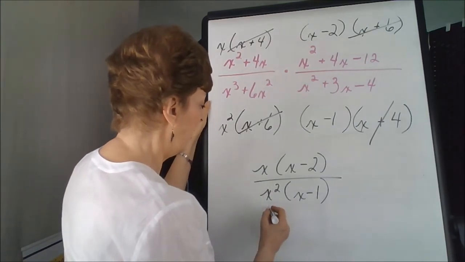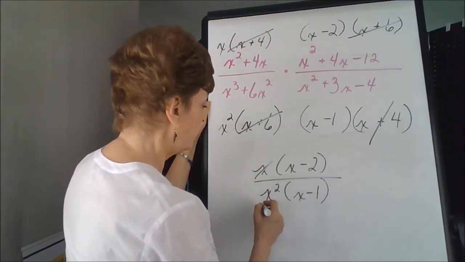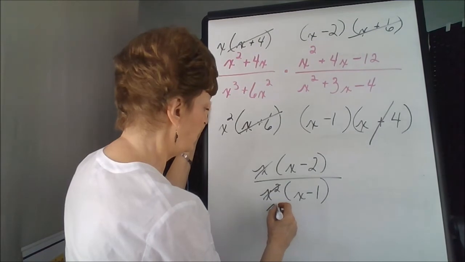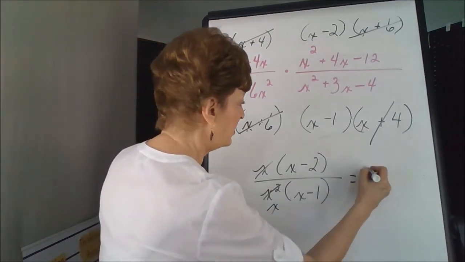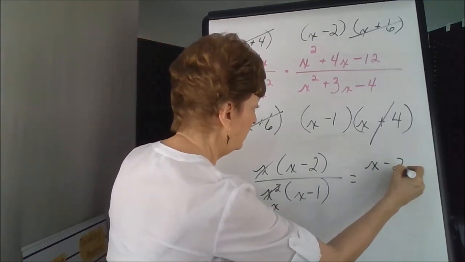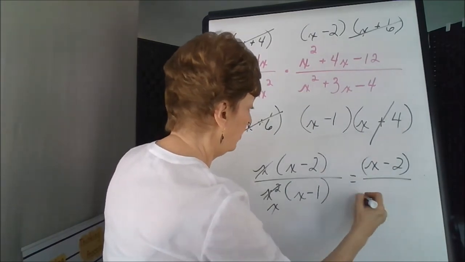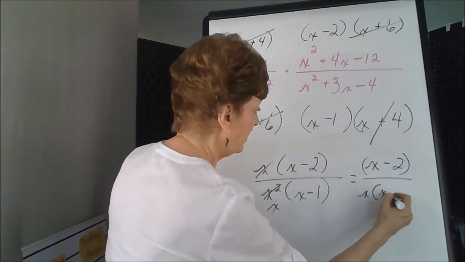So here we have one of the x's can cancel out, so this would be just plain x. So our final answer, x minus 2 over x times x minus 1.